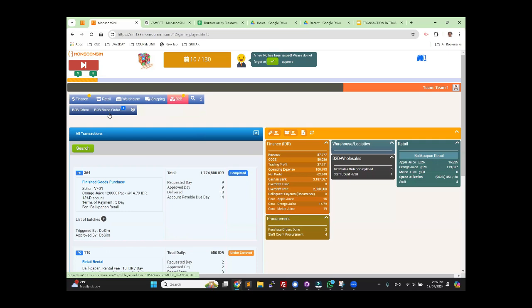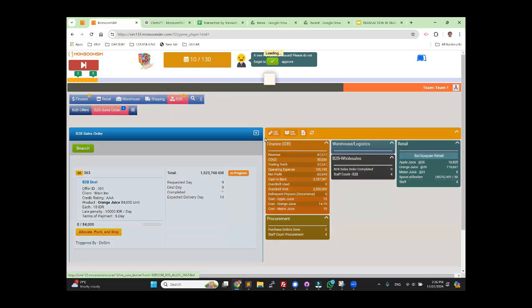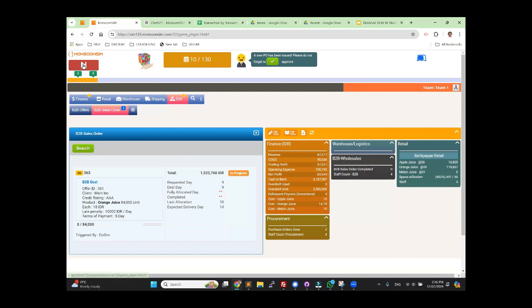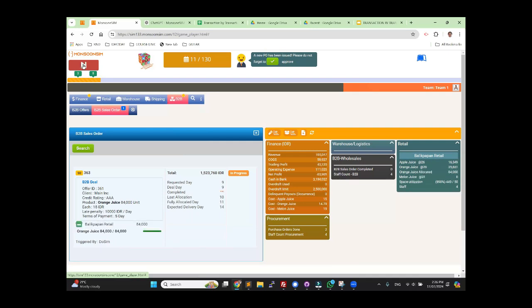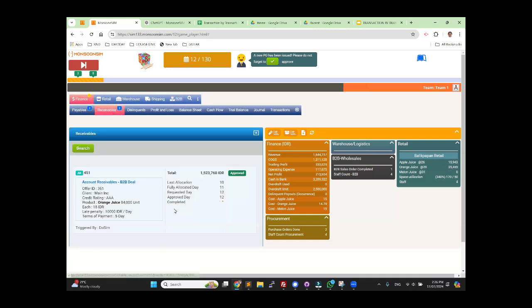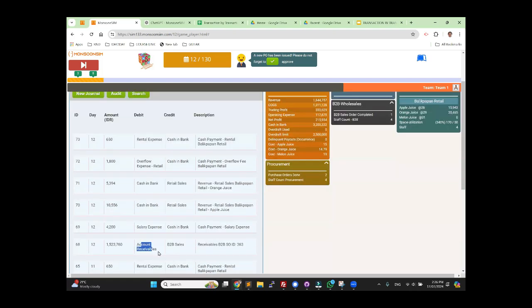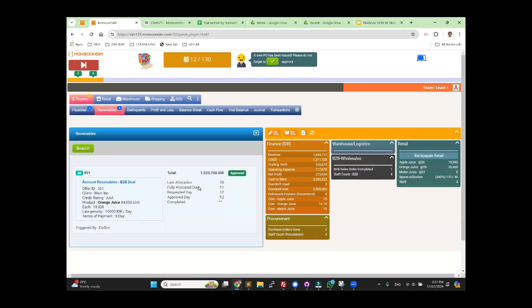But I can just come here to B2B sales order and allocate this amount, 84,000, that is needed for Main Incorporation. Now, notice what happened is when I fully allocate, and then when I ship to the customer, then I'm starting to incur receivable now, right? So I have a receivable of 5 days. So again, you can cross-check with your journal. What happened? Where is the receivable? Debit receivable, credit sales. And the same thing happened when you receive the money from the customer in 5 days.